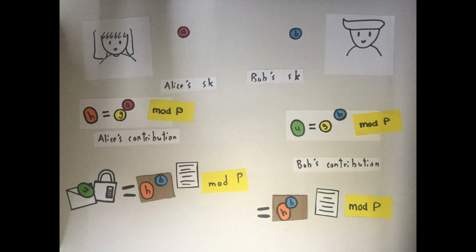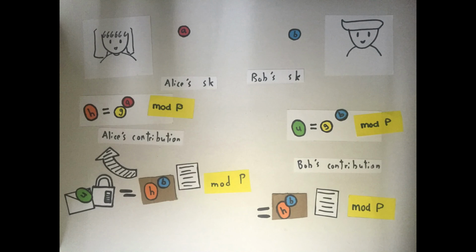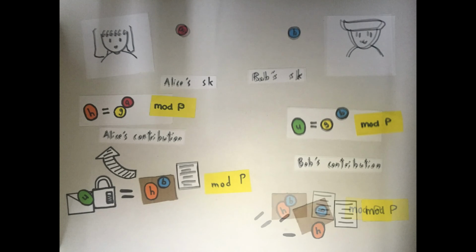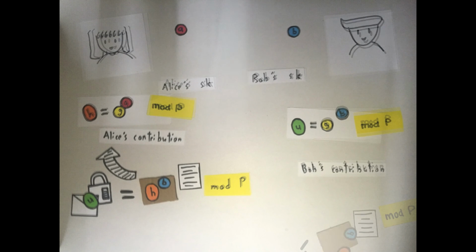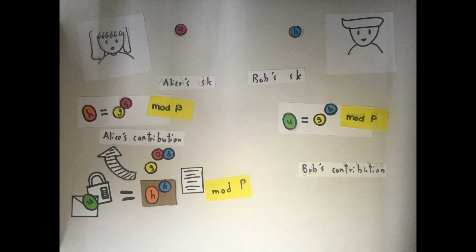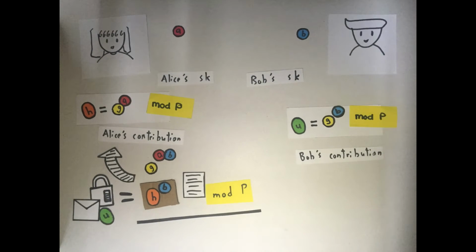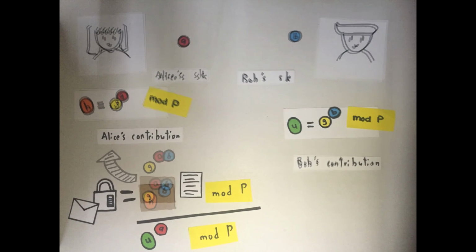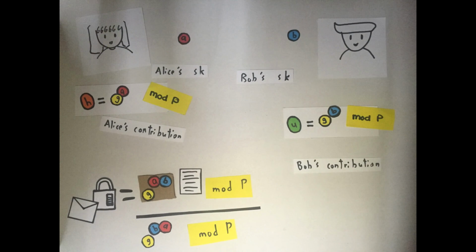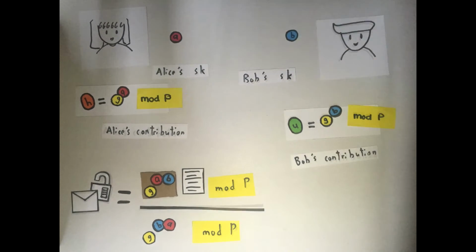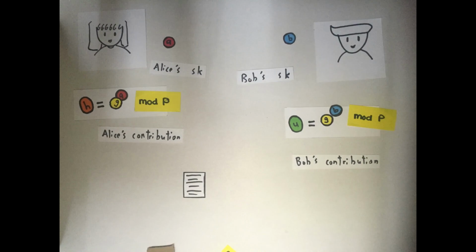If you notice, Alice's contribution H is derived from G to the power of A, and so H to the power of B is actually equivalent to G to the power of AB. Since Bob's contribution U is equal to G to the power of B, by using her secret key as the exponent for Bob's contribution, Alice is able to obtain G to the power of AB and decrypt the ciphertext.